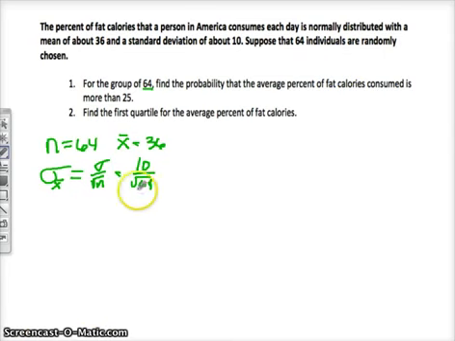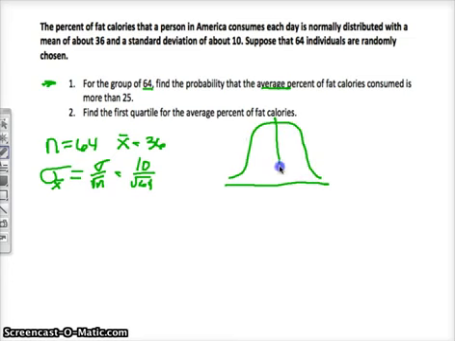All right, let's see. There's this question again, and question 1 says, for a group of 64, so n is 64, find the probability that the average percent of fat calories consumed is more than 25. All right, so here's our sample of 64, correct?